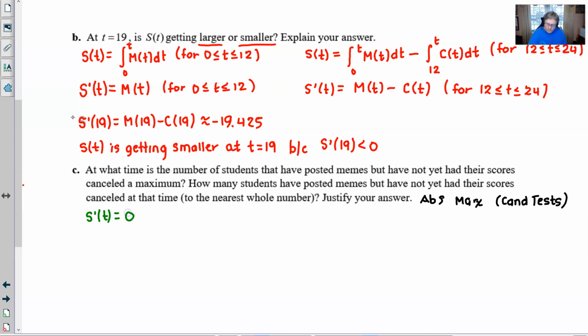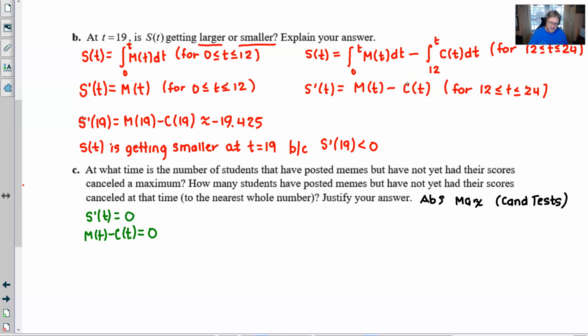If you remember, we let s be the function that stands for the number of students who have posted but may not have yet had their scores canceled. So I have s prime is equal to 0. So when is s prime equal to 0, one would ask? Well, what is s prime? Well, s prime is the same as m minus c. Well, I think we have equations for m minus c, if I'm not mistaken.